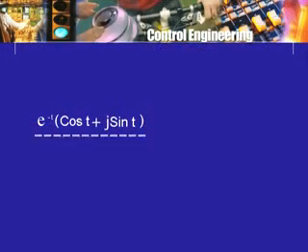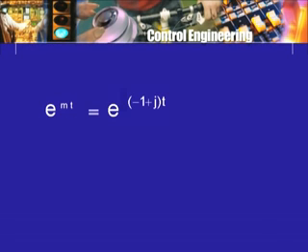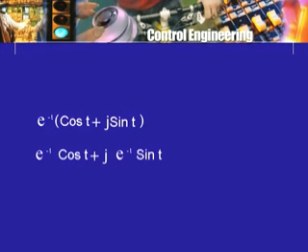Now I go back and expand e raised to jt as cosine t plus j sin t. So this whole thing then is e raised to minus t cos t plus j e raised to minus t sin t. So this exponential e raised to mt, when m is complex, turns out to be not real but complex. It has a real part and it has an imaginary part.